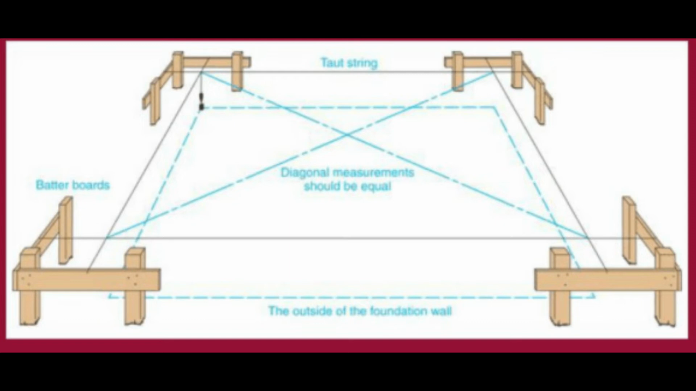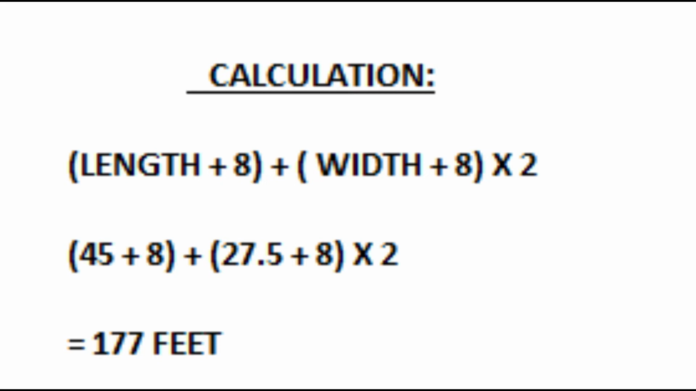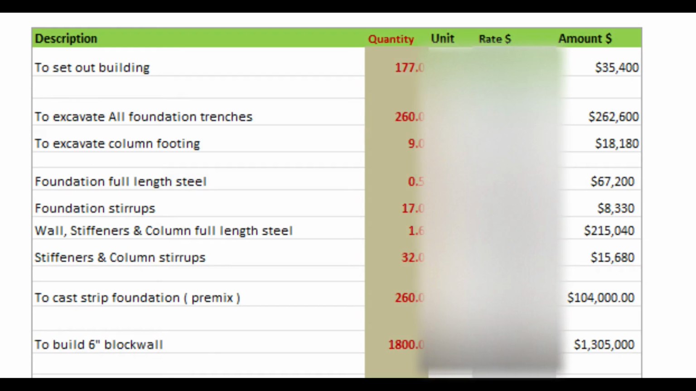So for the length, which is 45, you add 8 to that, you're going to get 53 feet. And for the width, which is 27.5, you add 8 to that, you're going to get 35.5. You put these two together, you're going to get 88.5. And if you times that by 2, you're going to get 177. So we are swapping out 1153 for 177, changing the name of the units from square feet to run.